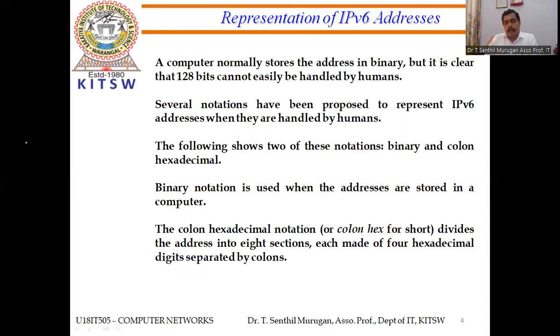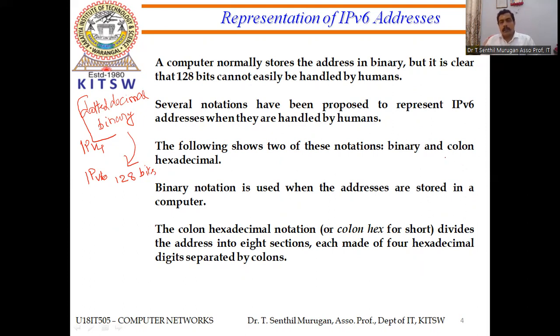How do we represent that IPv6 address? In IPv4, there are dotted decimal notation and binary notation that we use. But in IPv6, 128 bits are there, so if we use the binary format, we are unable to write that many bits.